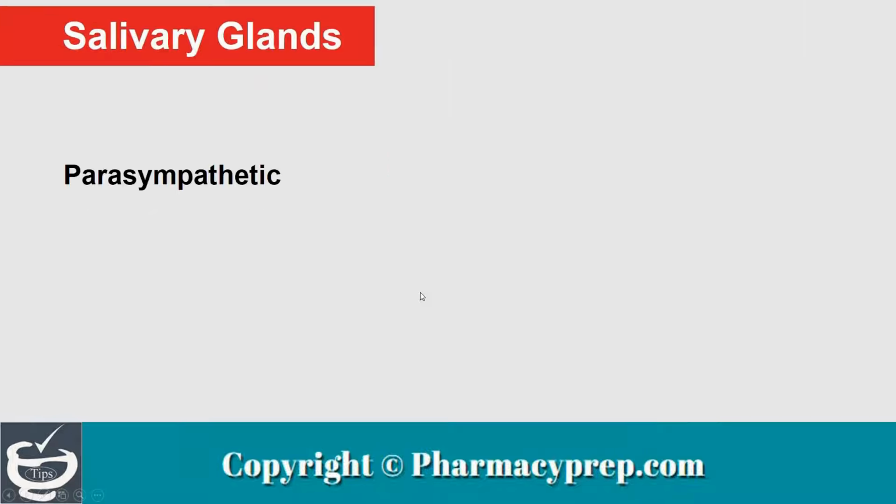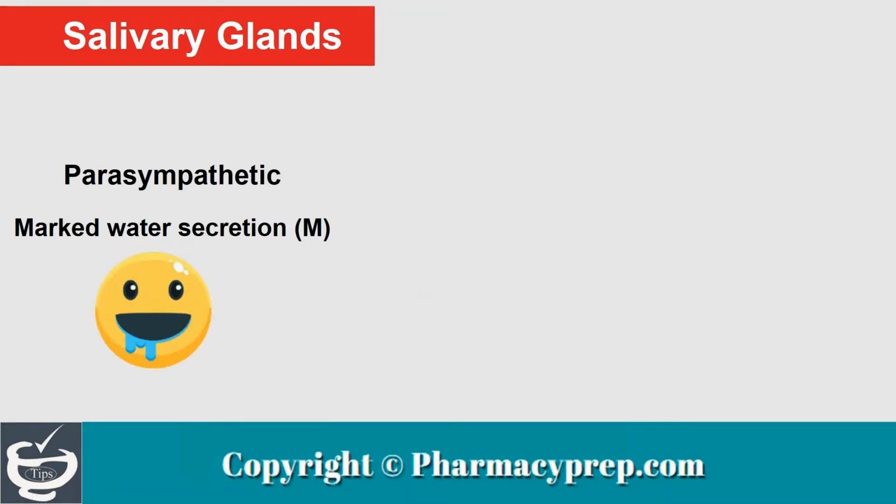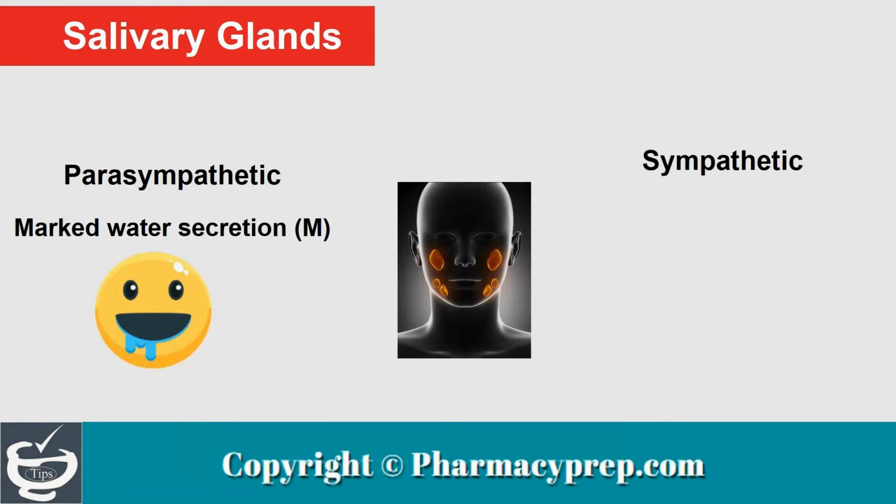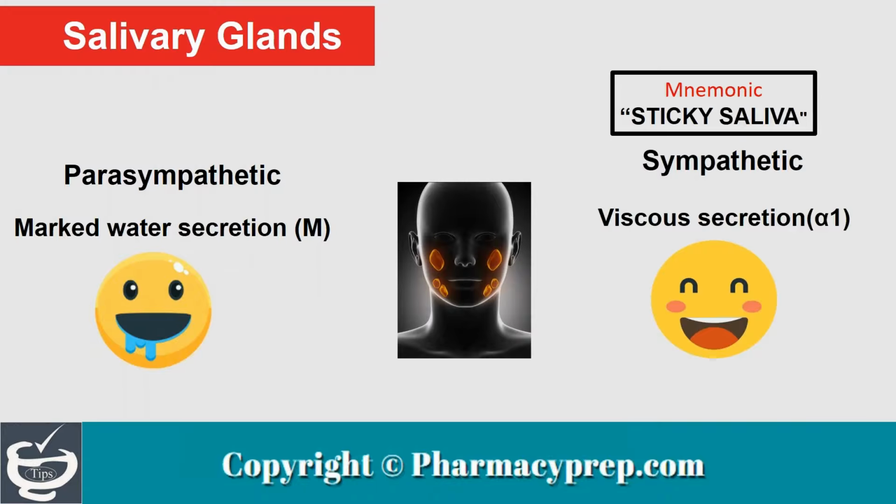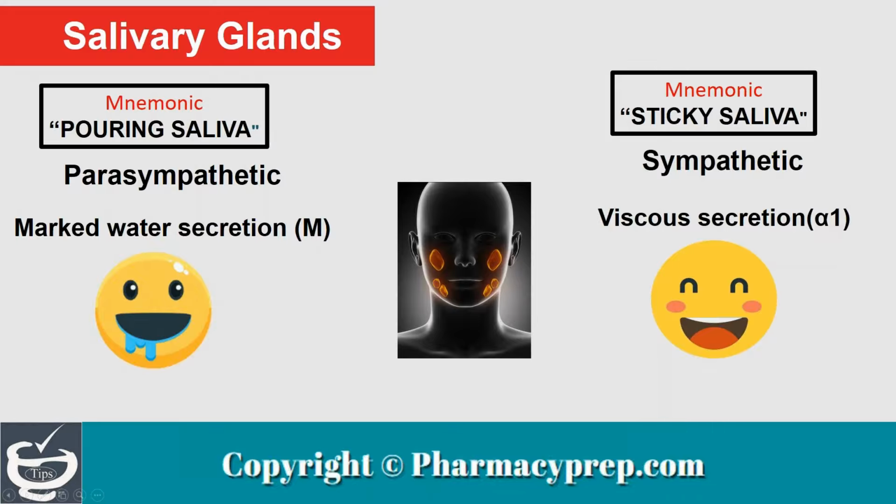Next, salivary glands. Parasympathetic marked water secretion, increases the water secretion, whereas the sympathetic has a viscous secretion. So the mnemonic is sympathetic sticky saliva, S for sticky saliva. And parasympathetic is pouring saliva, which is an increased water secretion.